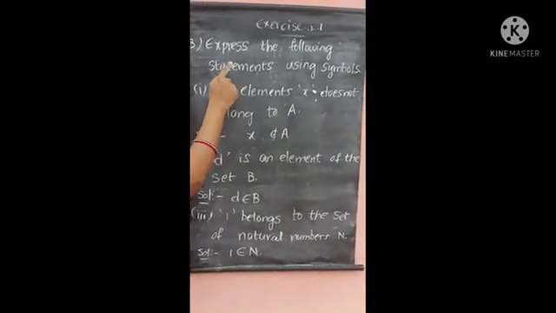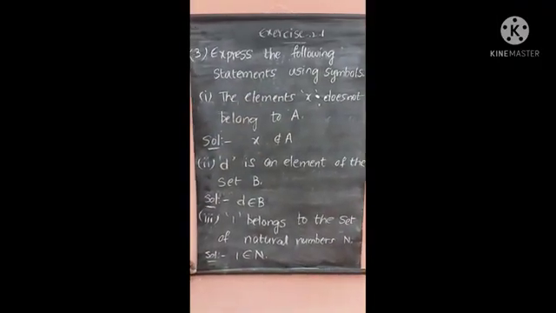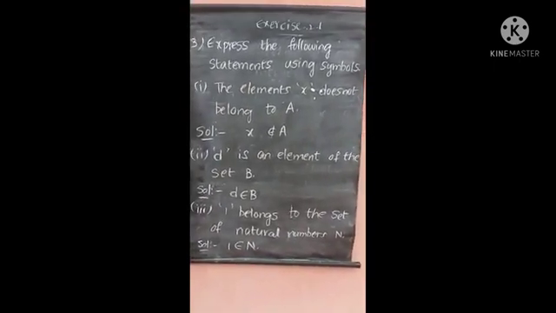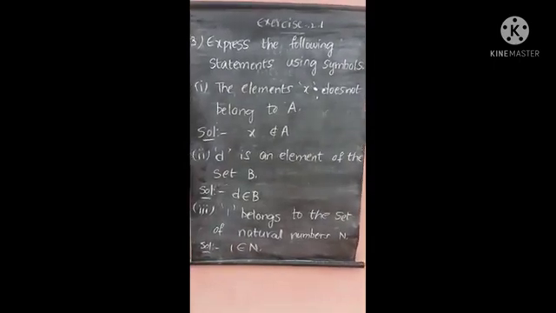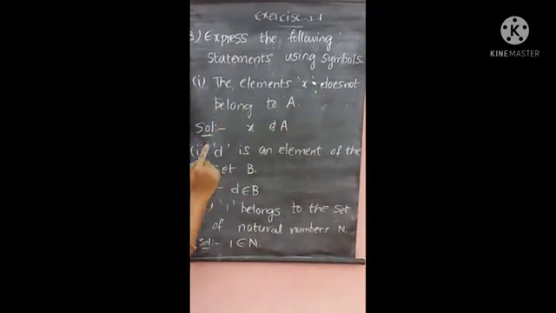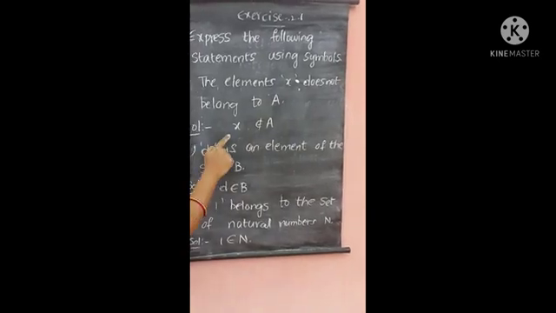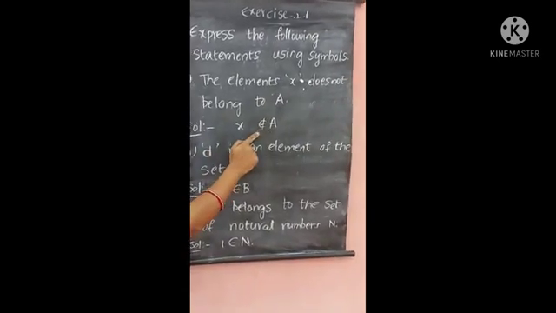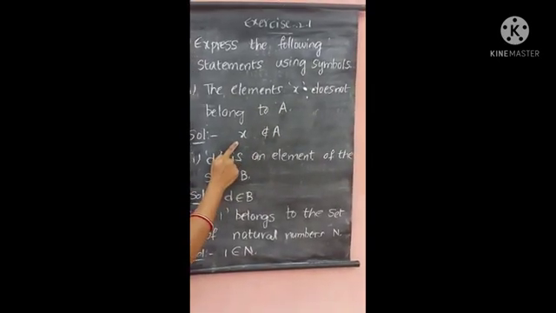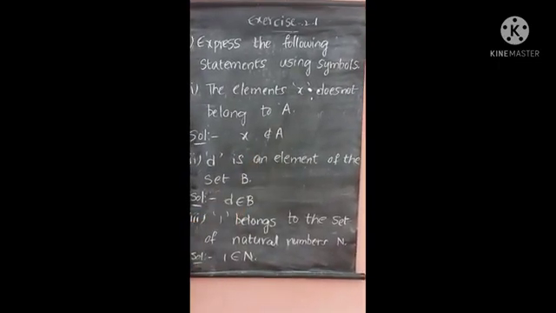See the third question. Express the following statements using symbols. The statements are given. We have to write the given statements using the symbols belongs to and does not belong to. See the first question in the third one. The element x does not belong to A. Here the element x does not belong to the set A, means x does not belong to A. We have to use the does not belong to symbol. On the left side of the symbol we have to write the element, and on the right side of the symbol we have to use the set name.